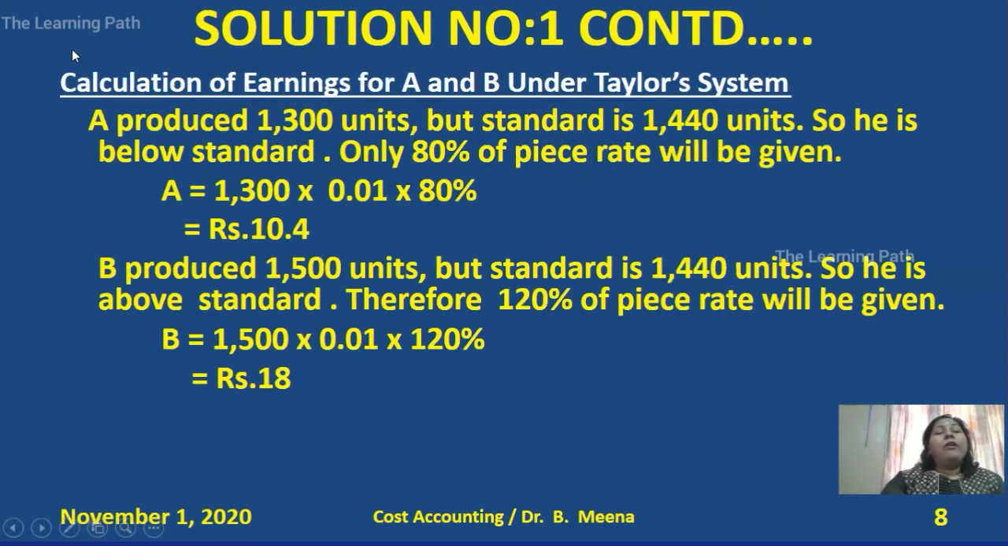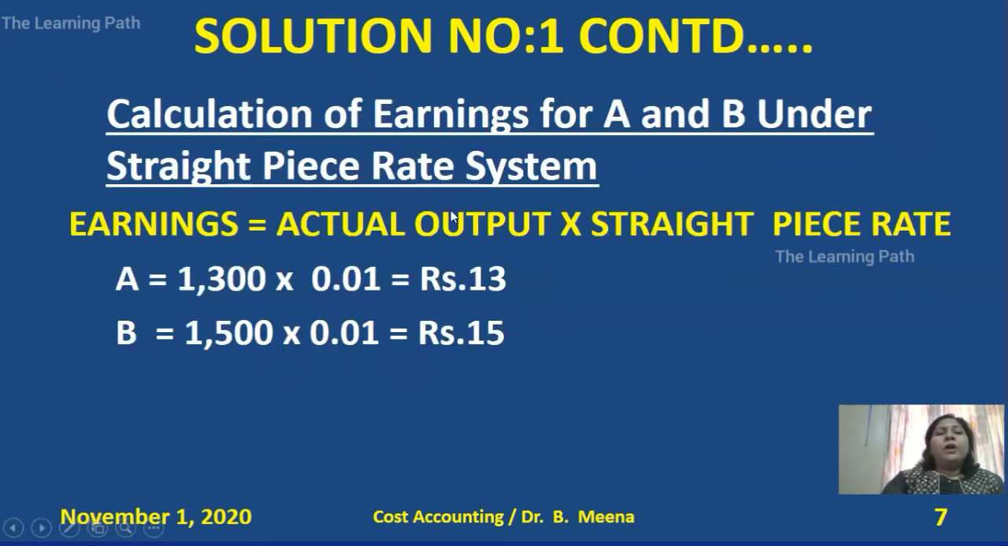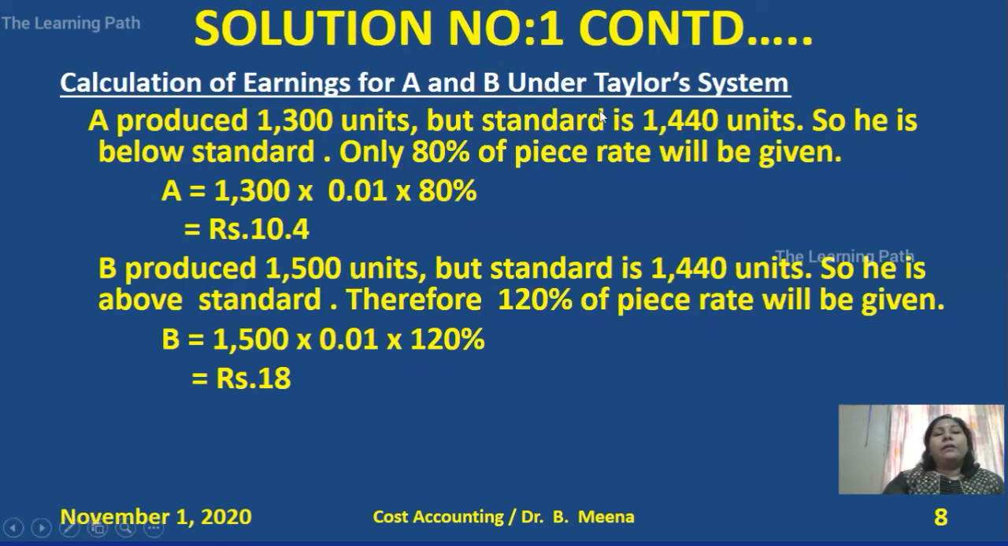Okay, then I will move on to the next question, the same problem: how to calculate the earnings of A and B under Taylor's. There are two questions in this problem. So I completed the first question, how to calculate the earnings under straight piece system. Next, I'll move on to calculate the earnings of A and B under Taylor's system. So just look at that.